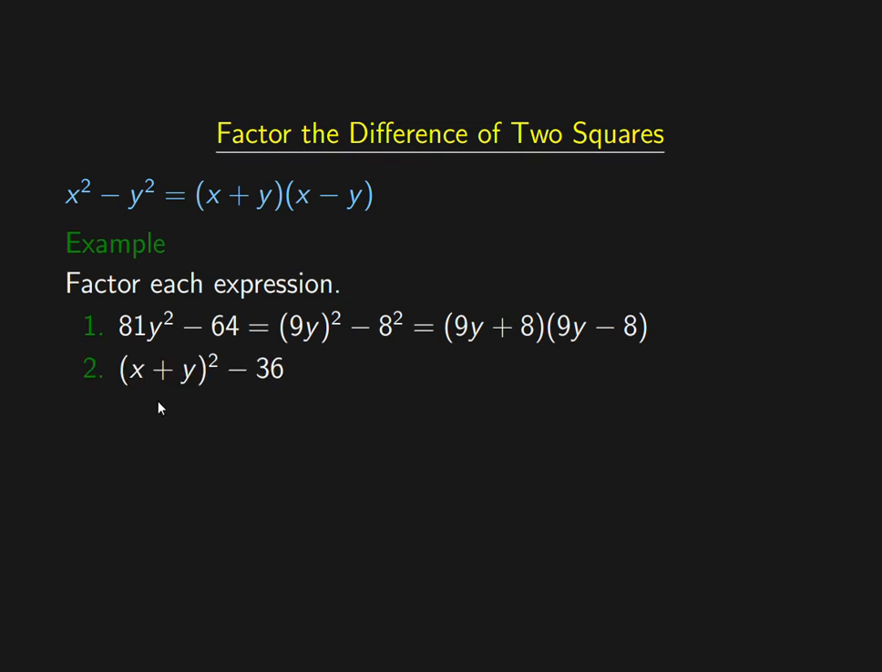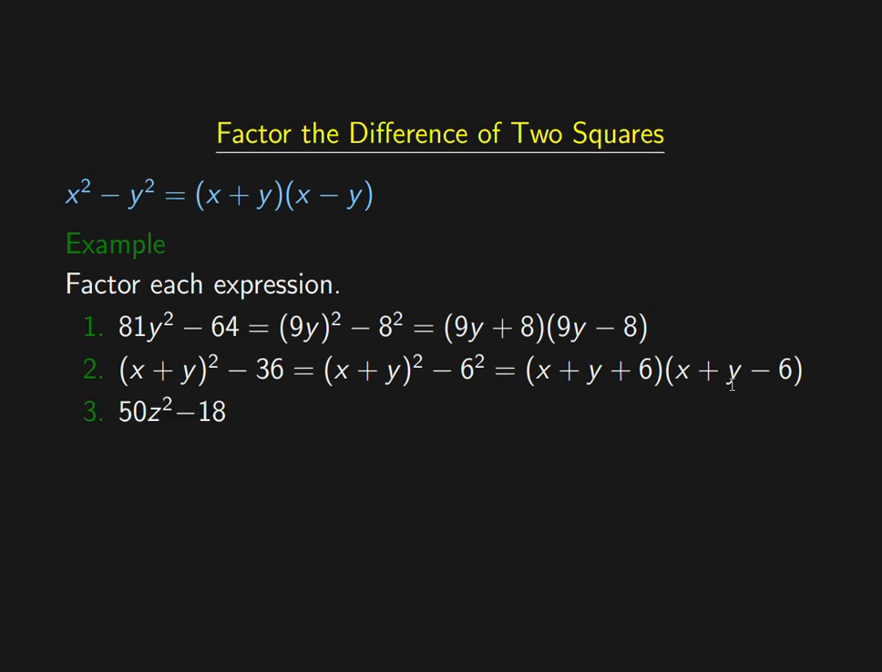So what about x plus y the whole squared minus 36? Well, the first binomial is already a square, and the second monomial is also a square, which is 6 squared. So we can write this as x plus y the whole squared minus 6 squared. Now we can write it as the product of their sum and their difference. So we have x plus y plus 6 times x plus y minus 6.